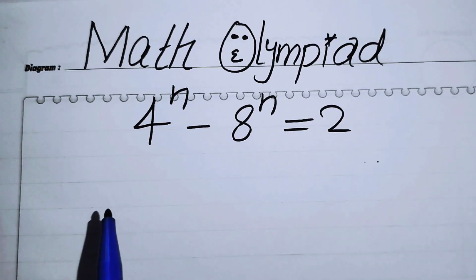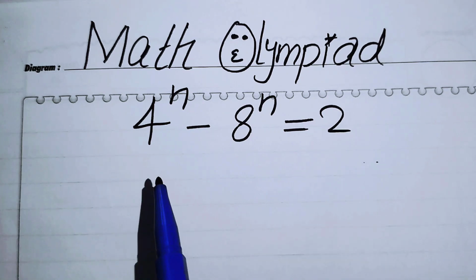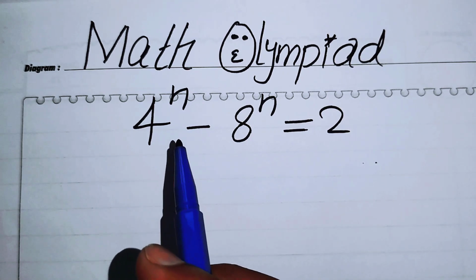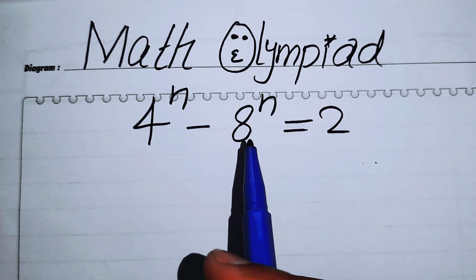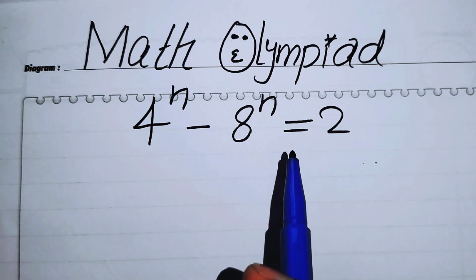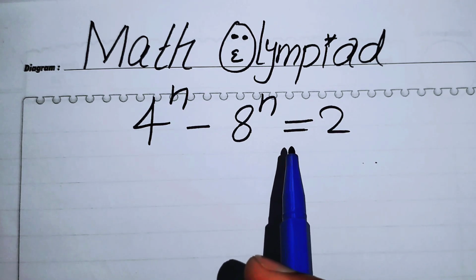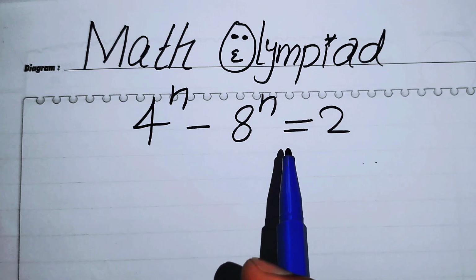In this video we are going to solve this nice algebra problem, and here we have 4 to the power of n minus 8 to the power of n is equal to 2, and we will solve this problem for the real values of n.